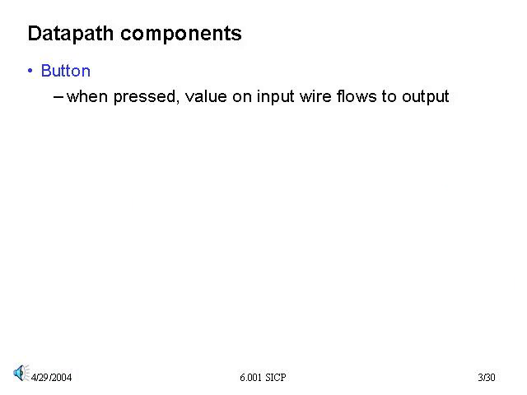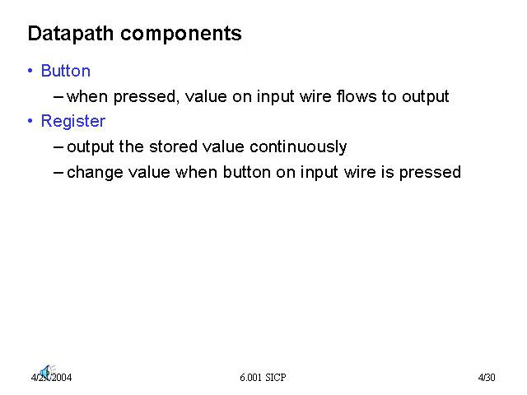And the behavior of each of the components is fairly straightforward. A button, when pressed, causes the value on the input wire to flow through to the output. A register is a storage place that holds a number or a value, if you like, inside of it. But it has the property that it outputs that stored value continuously. It is constantly putting that value onto its output wire. It changes its value only when the button on the input wire is pressed.